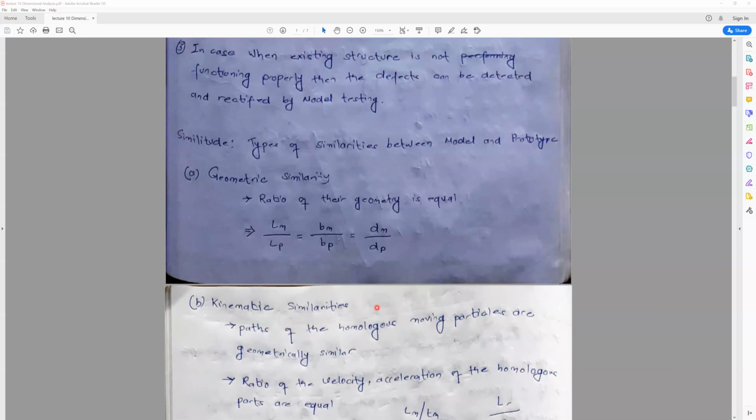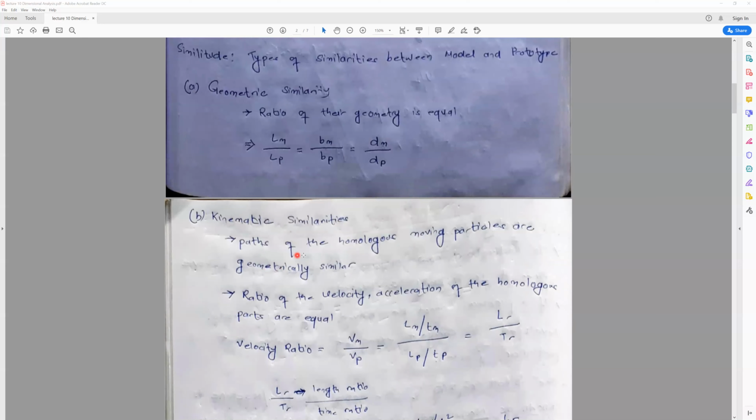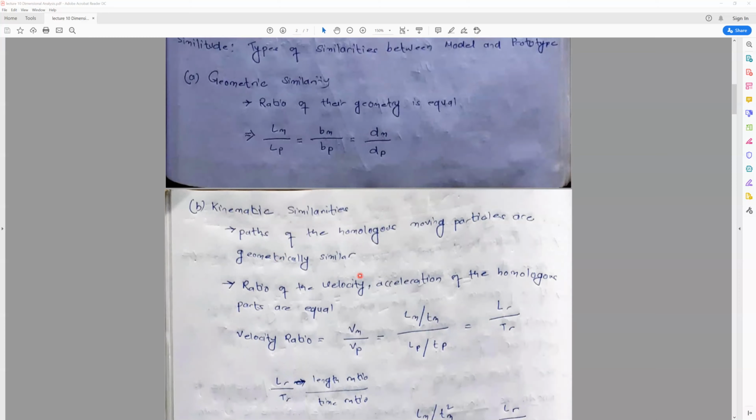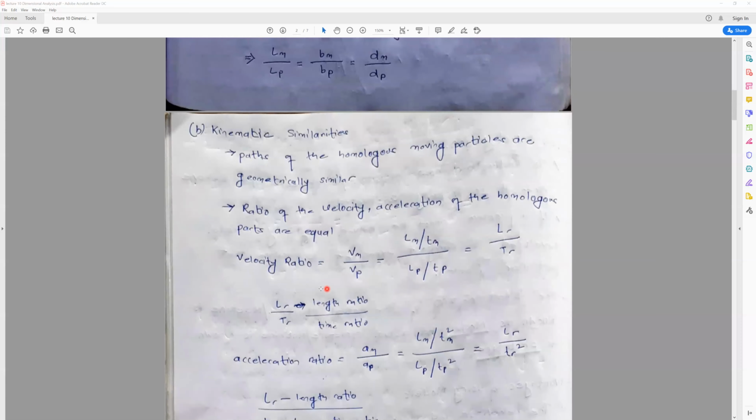Next one is kinematic similarity. The term kinematic has to do with motion, and it says the paths of the homologous moving particles are geometrically similar, or in other words, the ratios of velocity and acceleration of the homologous parts are equal for all different conditions. Velocity ratio, in simple terms, is the velocity of the model divided by the velocity of the prototype.